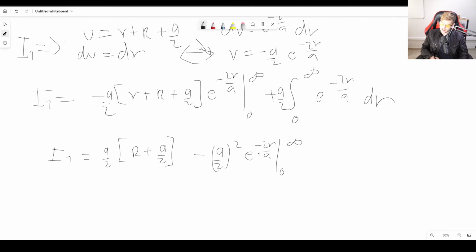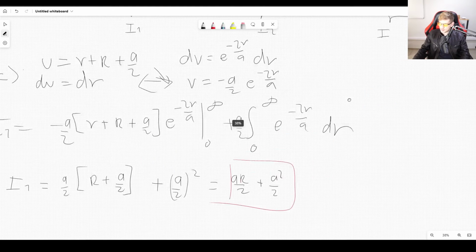But at infinity, it goes to 0. So we're only left with when it is 0. In that case, the exponential is 1, and we'll have a positive sign here. So thus, we get ar over 2 plus a squared over 4 plus a squared over 4. So 2a squared over 4, or simply a squared over 2. Okay, so that is the result of the first integral. Now let's move to the next one.